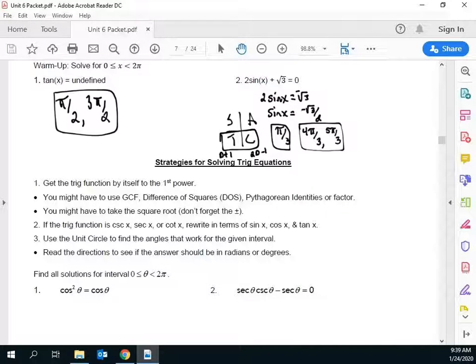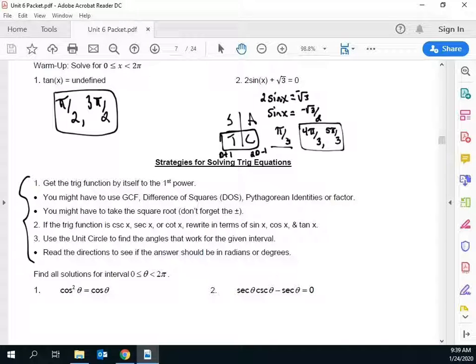I guess I shouldn't box that pi over 3. It's kind of your reference there, okay? All right, so this goes on. These are some nice steps, guys. This little thing right here is great to help you out, just to go through steps.